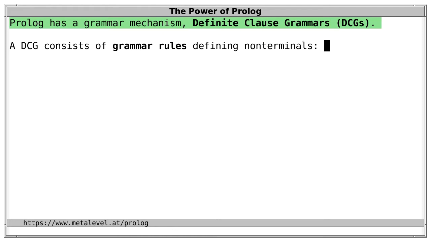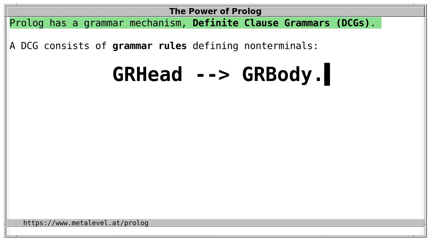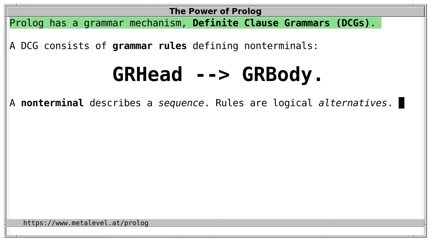A DCG is defined by a sequence of grammar rules. And these rules define non-terminals. And a grammar rule has the form grammar rule head, GRHead, then an arrow from left to right, and then a grammar rule body, GRBody. So that's the syntax of a DCG rule. And the meaning, that is the semantics of a non-terminal, is that it describes a sequence. The rules of the same non-terminal denote logical alternatives, similar to clauses of a predicate.